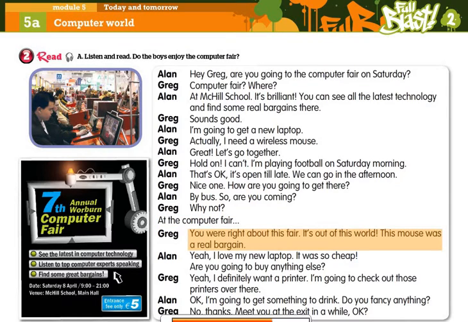At the computer fair. You were right about this fair. It's out of this world. This mouse was a real bargain. Yeah, I love my new laptop. It was so cheap. Are you going to buy anything else? Yeah, I definitely want a printer. I'm going to check out those printers over there. Okay, I'm going to get something to drink. Do you fancy anything? No thanks. Meet you at the exit in a while, okay?